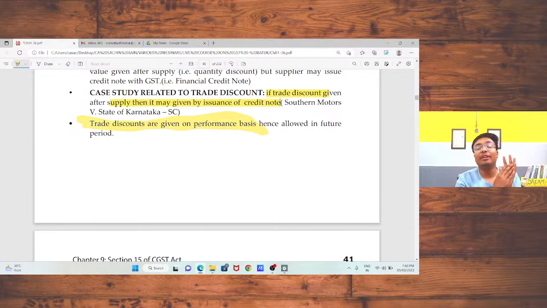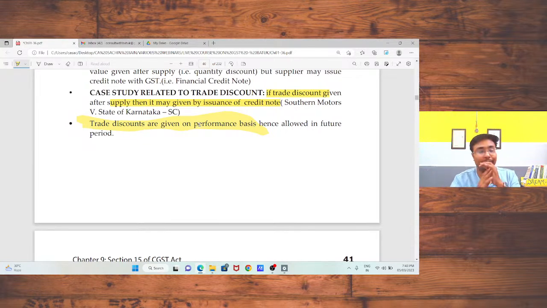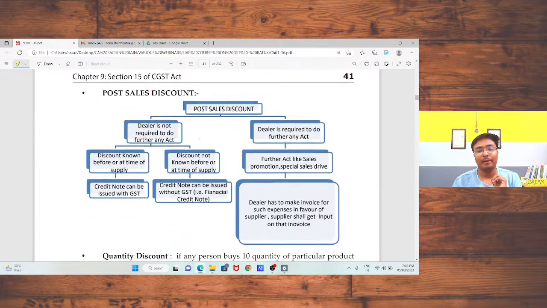I have made one agreement with my recipient that if you sell 10,000 units of a particular product, in that case you will get a trade discount of 2%. In that case, this discount is based on performance and the terms are already decided at the time of supply. Hence, in that case, you may issue the trade credit note, no requirement to issue the financial credit note.